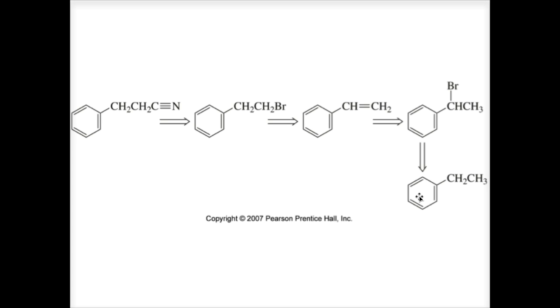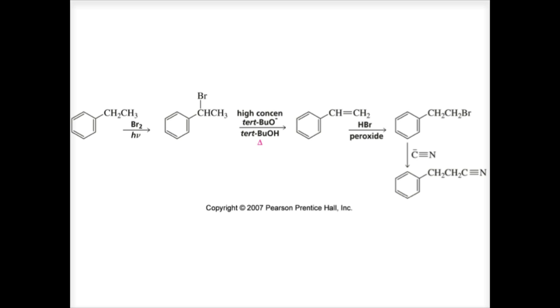As we will see after we add reagents to the steps, the hydrogen bromide adds anti-Markovnikov as we can see on this slide. So let's turn it around and look at it in this manner. Again, the synthesis of 3-phenylpropane nitrile from ethylbenzene. And this is the actual sequence of steps.